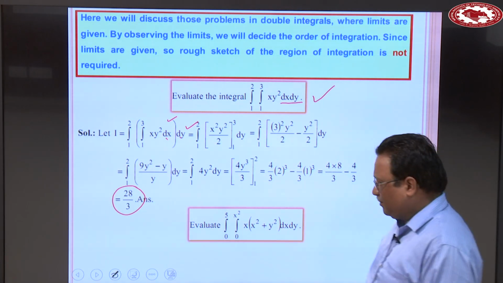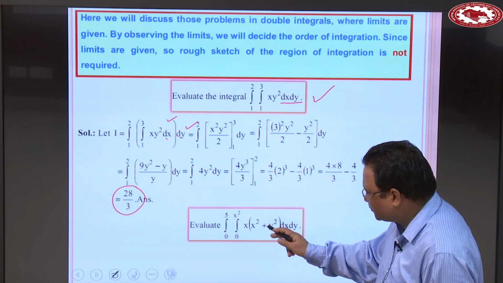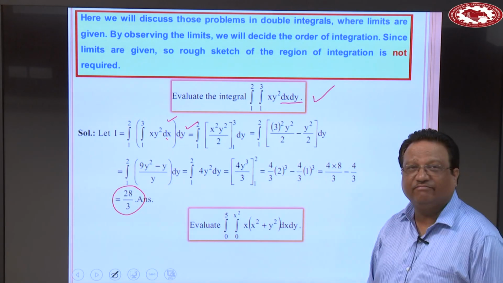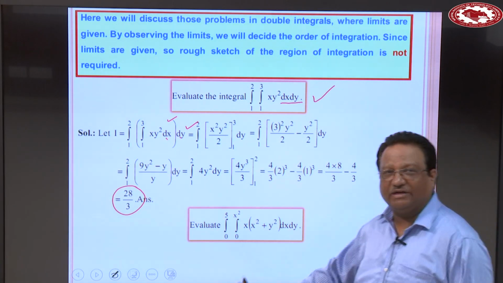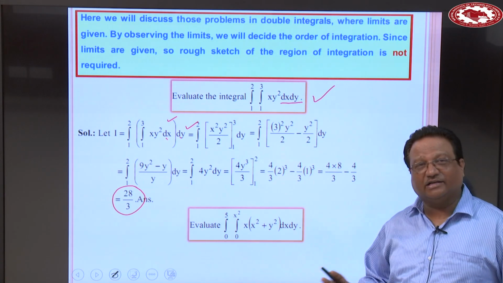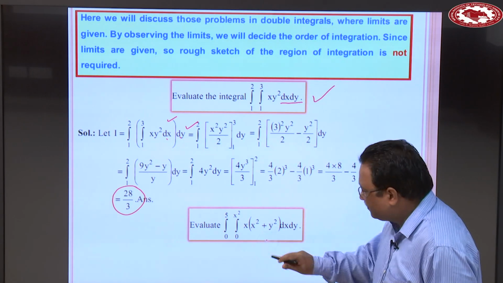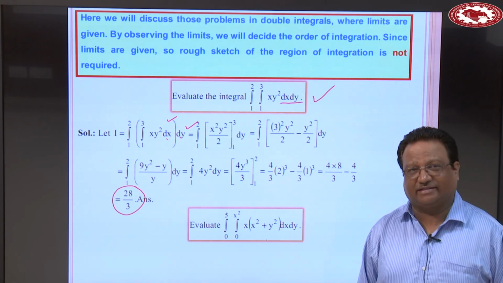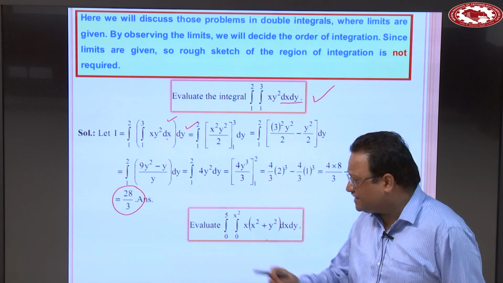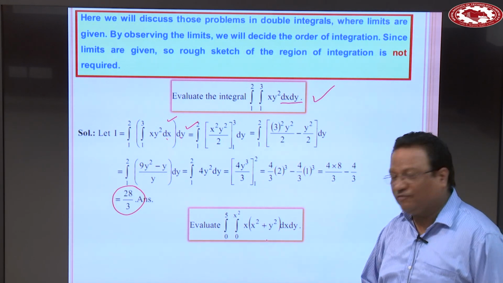Now one more problem: evaluate the integral from 0 to 5, 0 to x square, of x square plus y square dx dy. इसमें आपके पास कोई चॉइस नहीं है, आपको लिमिट्स देखना है और लिमिट्स को देख करके आपने उसका ऑर्डर सेट करना है. Now these two limits are functions of x. This means y1 and y2 are functions of x.